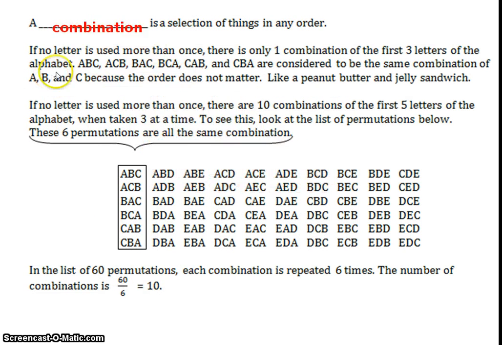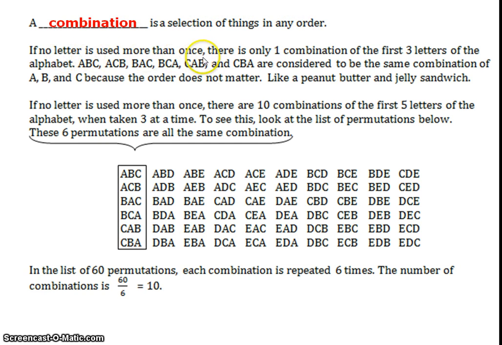A combination is a selection of things in any order. So it's different than a permutation. Permutation was order matters. With a combination, order doesn't matter. You can kind of think of a combination as a pizza. If you're going to order pepperoni and olives, it doesn't matter if it's pepperoni first and then olives, or olives and then pepperoni. That combination is the same. So a selection of things in any order is a combination.